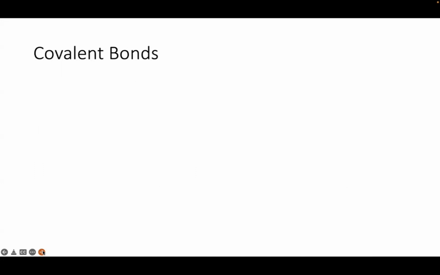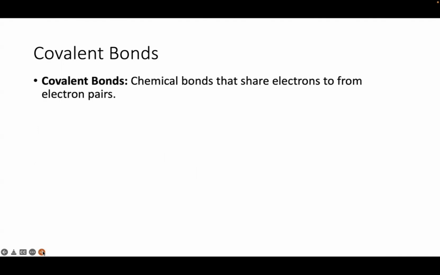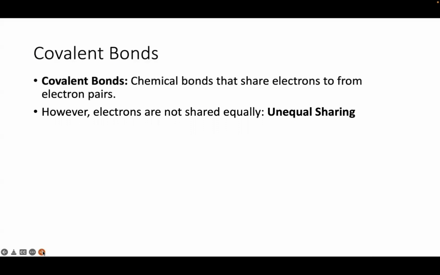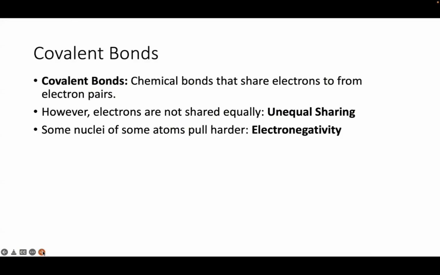So firstly, before focusing on the properties of water, we should examine the two specific types of bonds. Firstly, covalent bonds. Covalent bonds are chemical bonds that share electrons to form electron pairs. So there is a sharing of electrons. It's not a transfer of electrons. This is important. But this sharing is not equally distributed. So there is an unequal sharing.